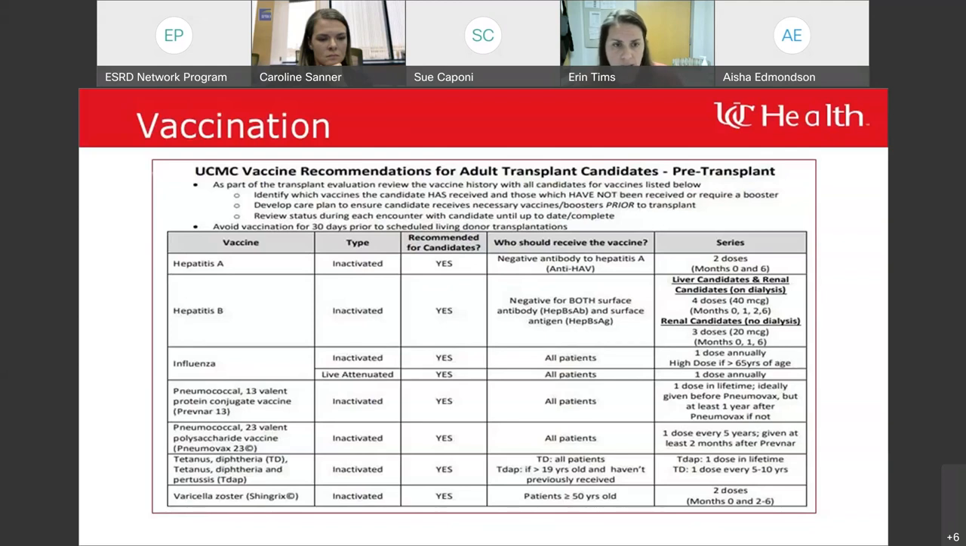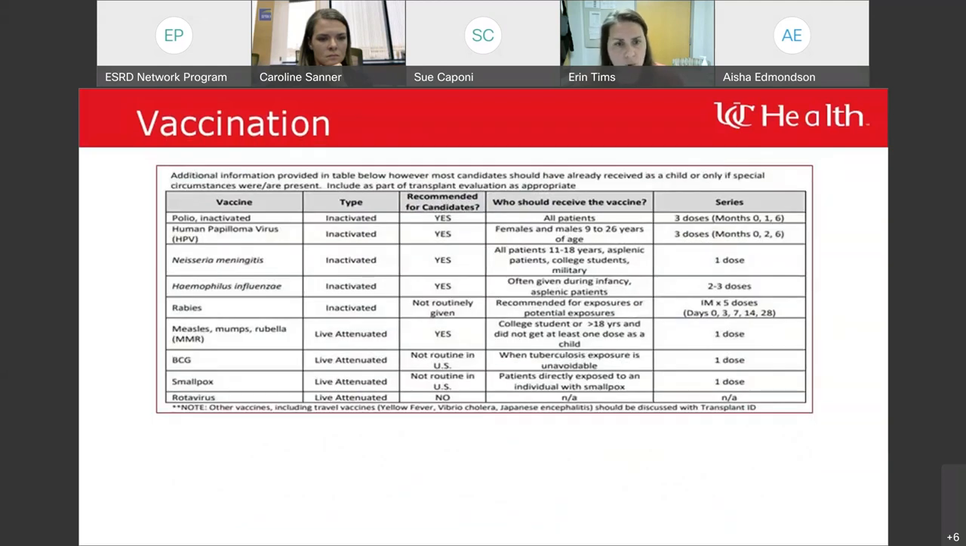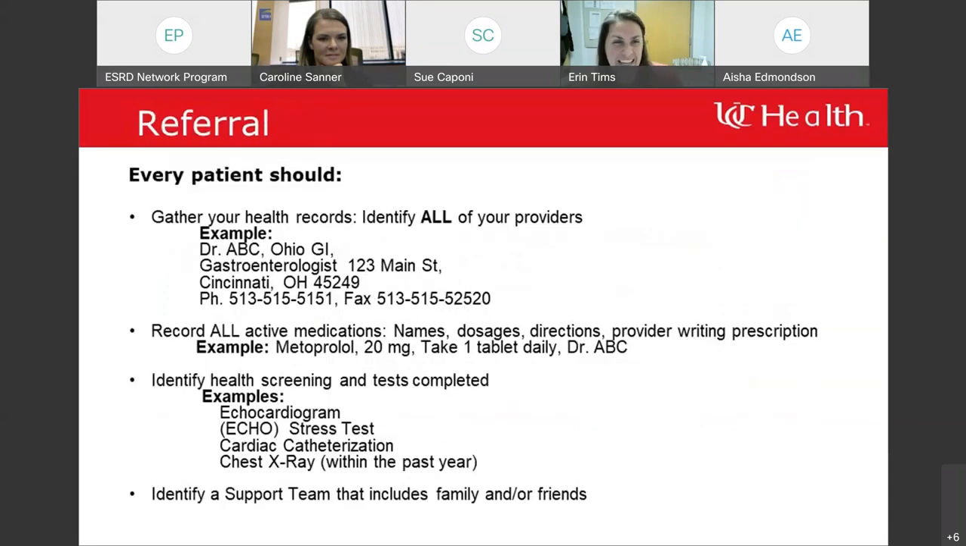So if you can go to the next slide. Again, just some more that are on there. Keep going. So this next part again is still in the referral phase.